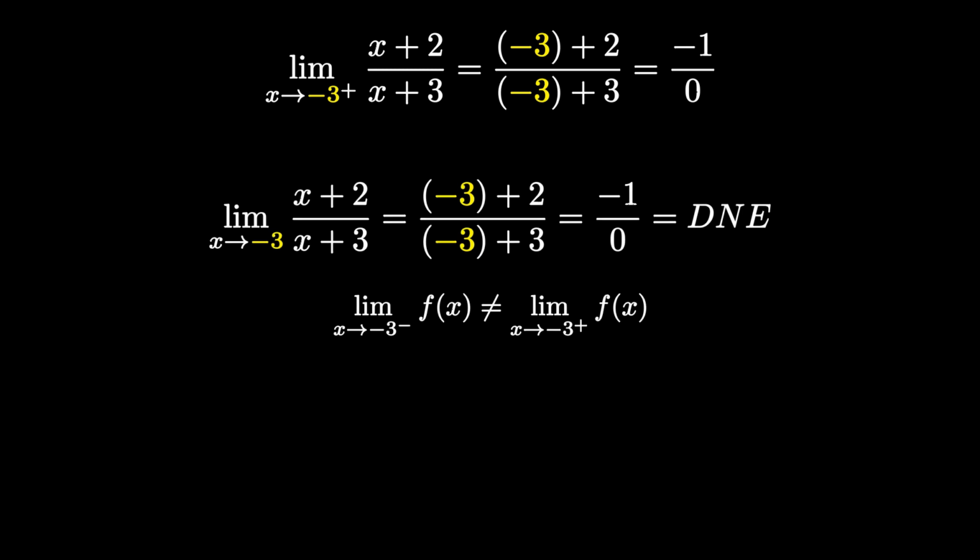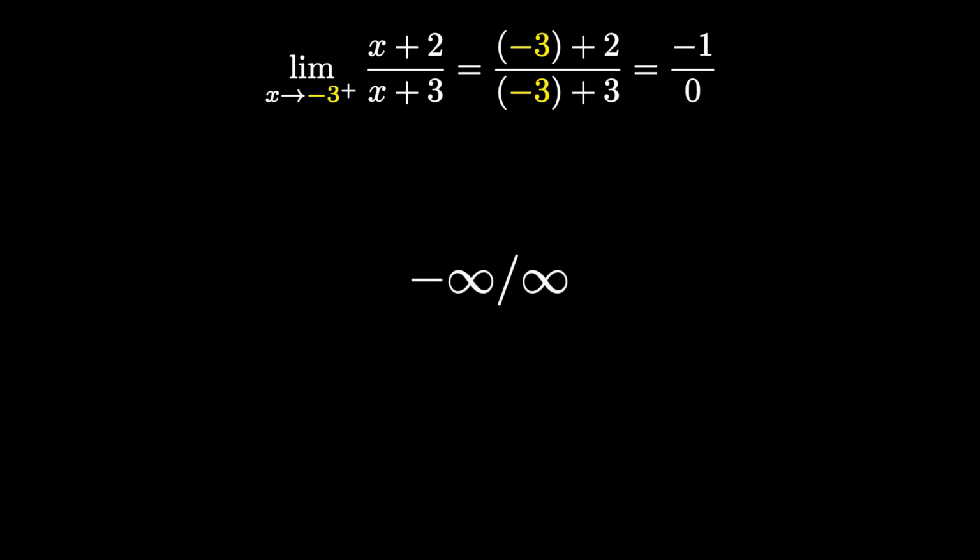So that is why we're not going to put DNE for that, which means we have to figure out what the value is. Now, luckily for us, when it comes to undefined values, the limit is either going to be one of two things. It's either going to be infinity or negative infinity. The tricky part is figuring out which one it is. So I have a trick to figure it out. We're going to create a table, and we're going to select x values where x is approaching negative 3 from the positive direction.